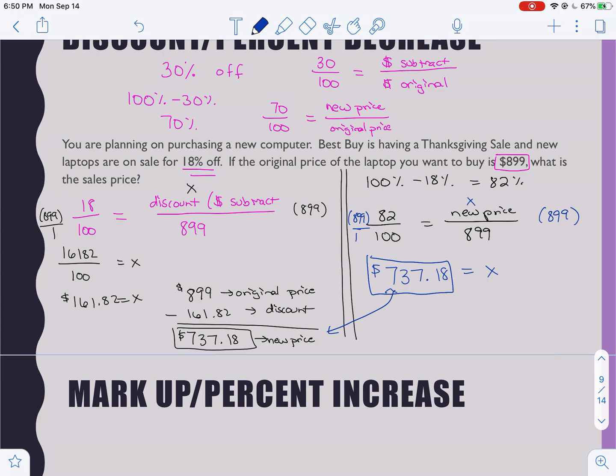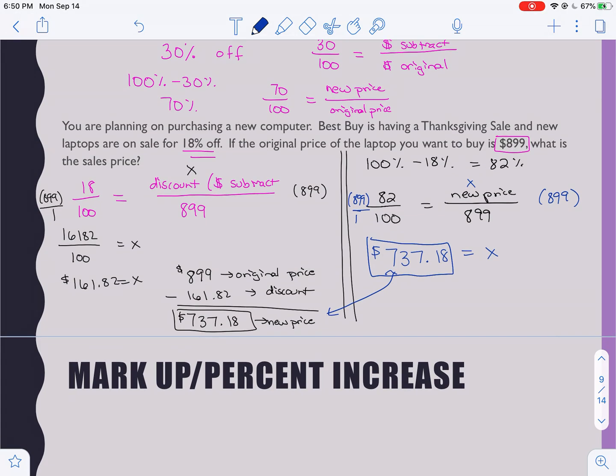Or you can figure out what you are paying in general for the new laptop. So you're taking 18% off of the original price, so it'll be 100% minus 18%, and you can set it up that way as well.